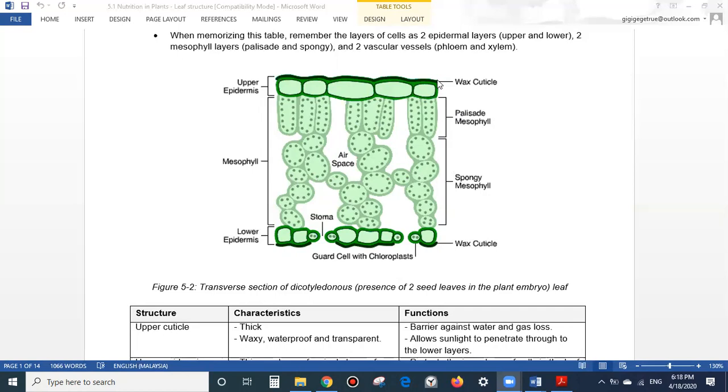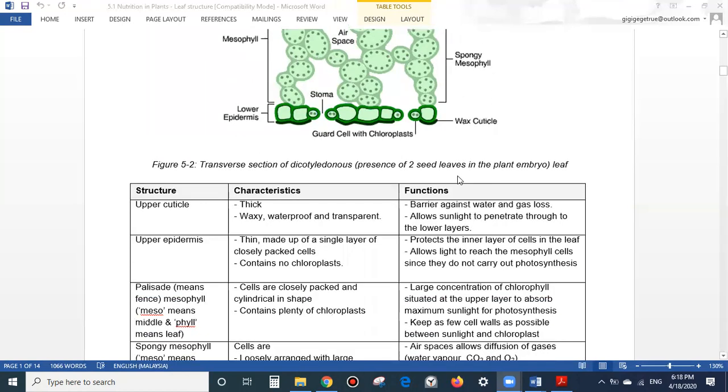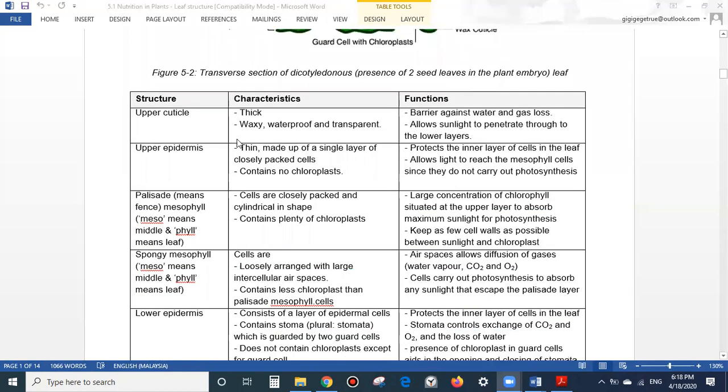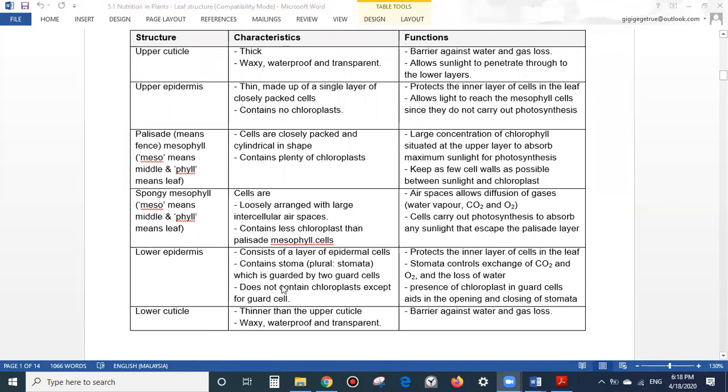The waxy cuticle is waxy and waterproof. It is a barrier against gas and water loss. Okay, because it's waxy, it acts some sort of like oil. It doesn't allow water, moisture, or air to pass through. Then so is the lower cuticle, same thing.